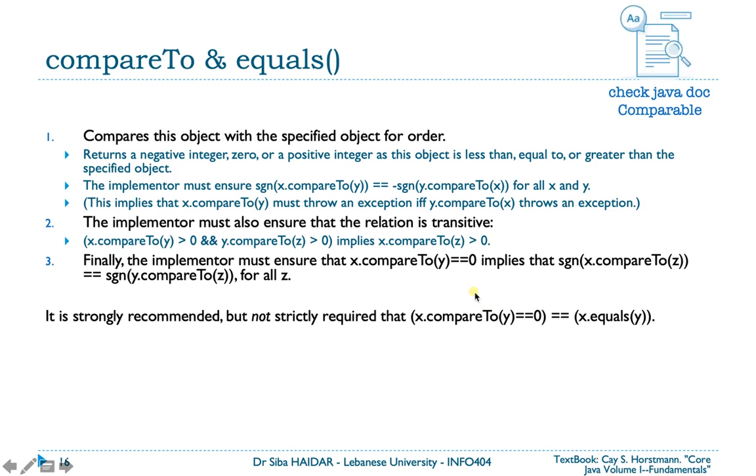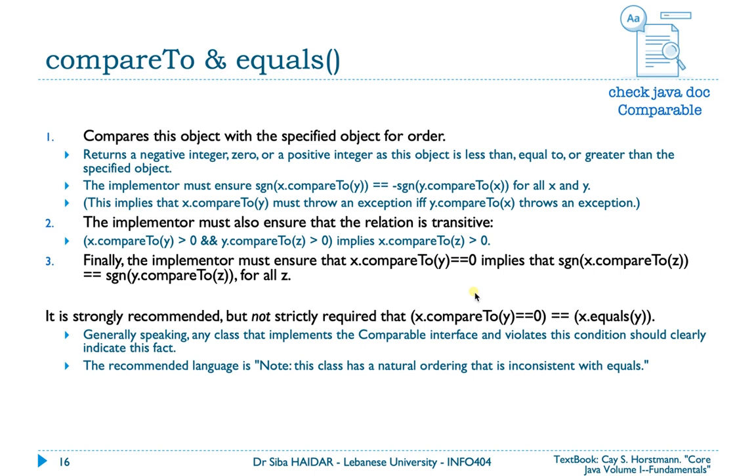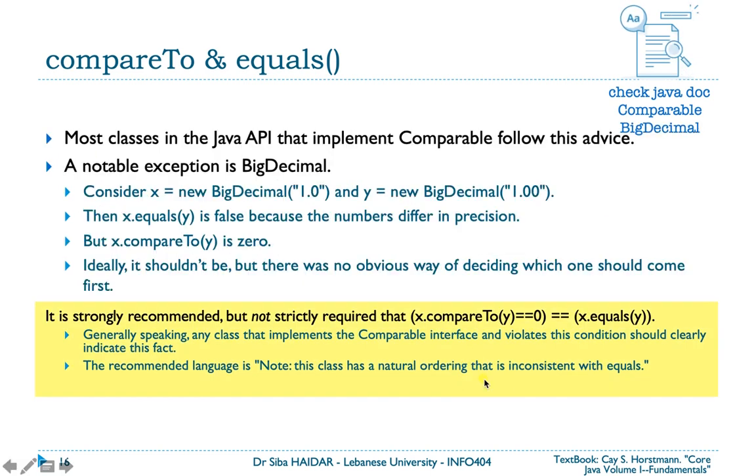And this is logical. If you compare x to y and you consider them as equal, when you invoke the equals method of the object class, it must return true. But this is strongly recommended but not strictly required. Generally speaking, any class that implements comparable interface and violates this condition should clearly indicate this fact. The recommended language is: note this class has a natural ordering, which is compareTo, that is inconsistent with equals. So let us focus more on this remark, and let us say that most classes in the Java API that implement comparable follow this advice.